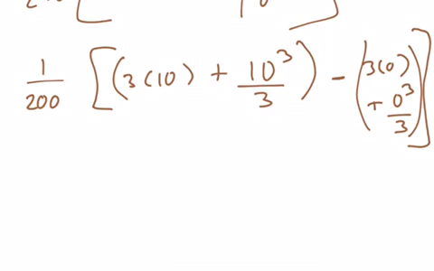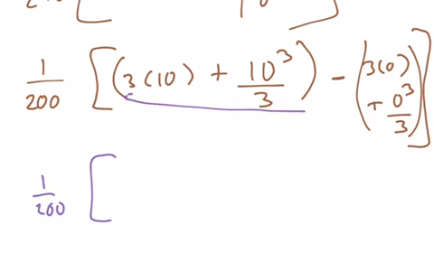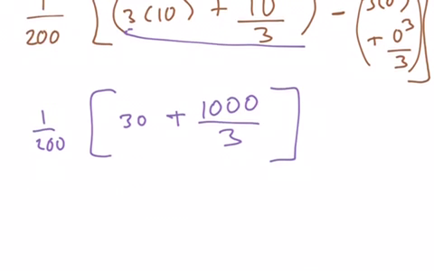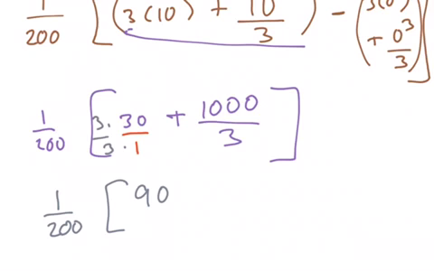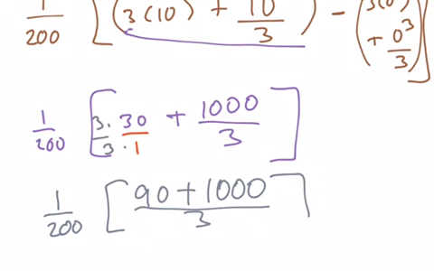Keep it going. We have 1 over 200. Again, I'm just focusing on this part right here. 3 times 10 is 30. 10 cubed is 1,000 over 3. To solve that, I have to clean it up. 30 becomes 30 over 1. Multiply top and bottom by 3. We're just doing algebra here. So we have 1 over 200 times 90 plus 1,000 over 3.